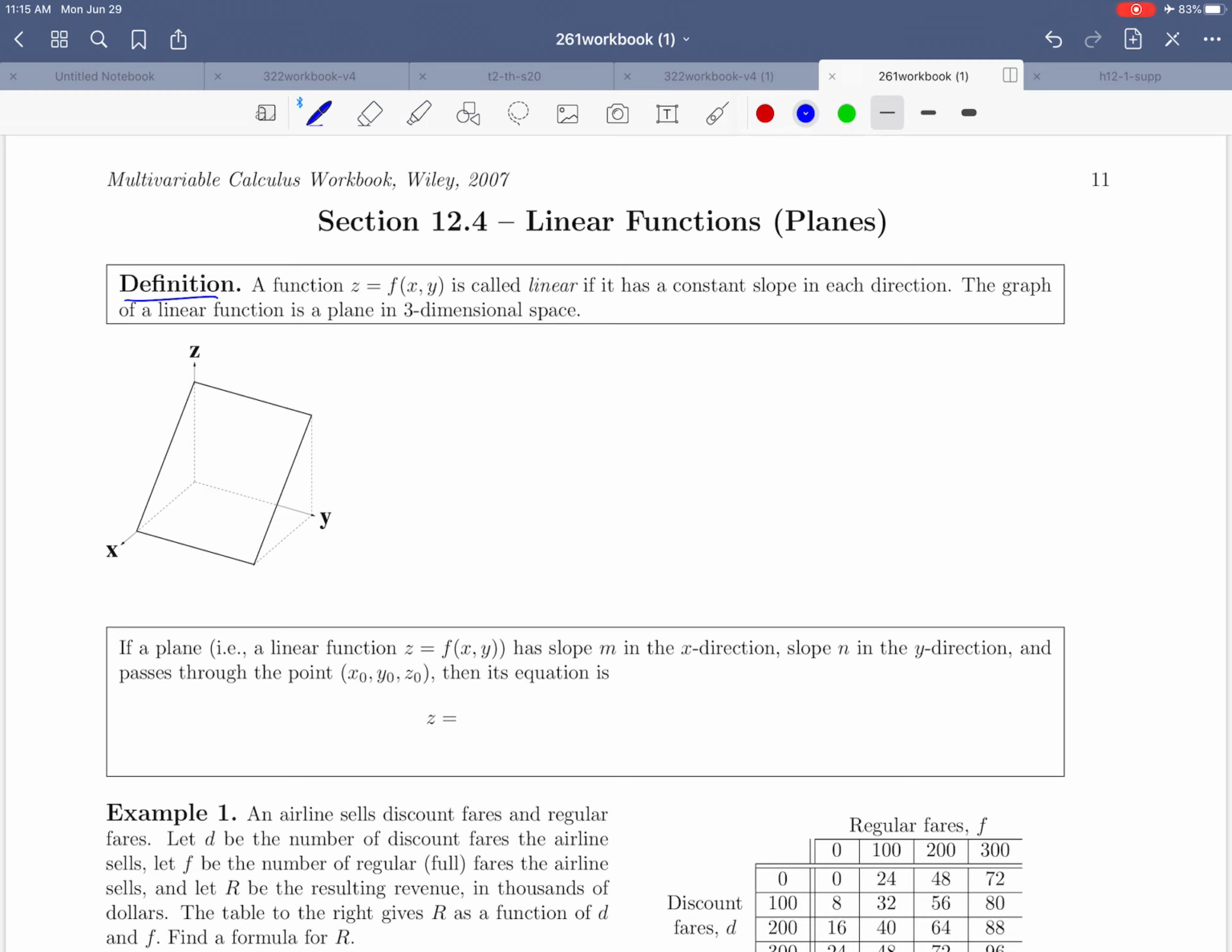Okay, so we say that a function is linear if it has a constant slope in each direction, and if it has that property, we're going to notice that it's a plane. It's a surface that's flat in three-dimensional space. So the key property is constant slope in each direction. Okay, let's illustrate that with a graphical example.